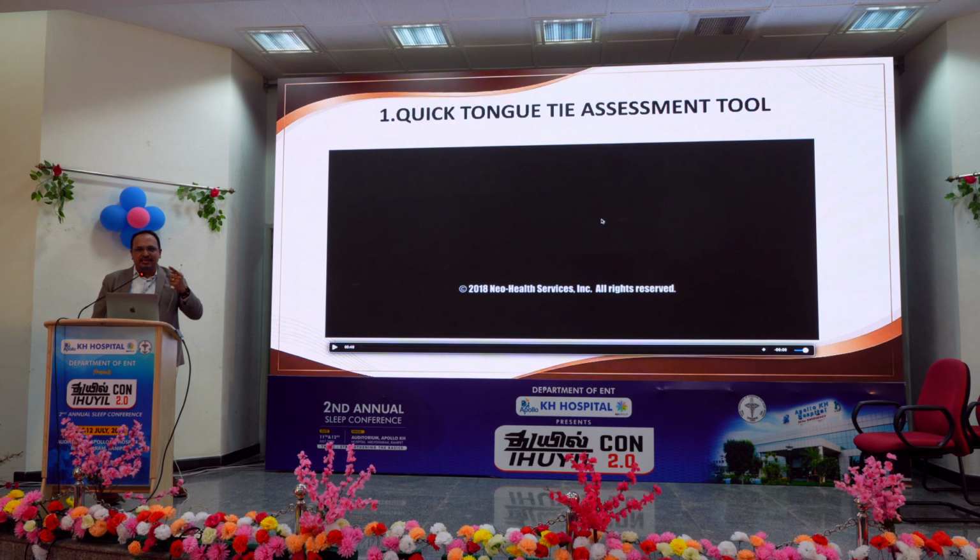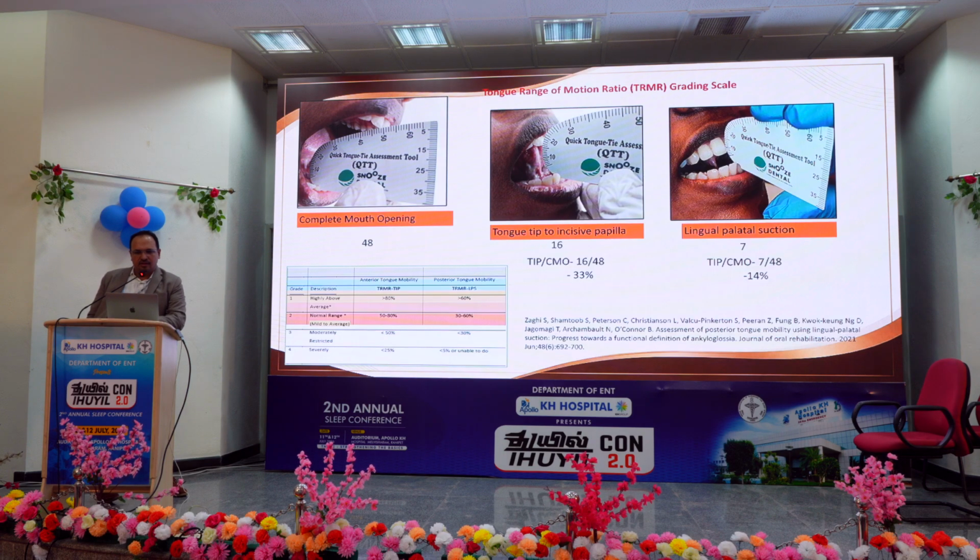Then for the anterior tongue tie, you ask the patient to touch the palatal surface of the incisor and open the mouth. That gives you an indication of how much anterior restriction is there. Okay, so this is how you do it with the patient, the static pictures. Get the baseline, tongue tip to incisive papilla and the lingual palatal suction, and you get the total mouth opening, and in that, how much is there for the incisive papilla and how much is there when the lingual palatal suction is done gives you an idea of the anterior tongue motion and the posterior tongue motion.